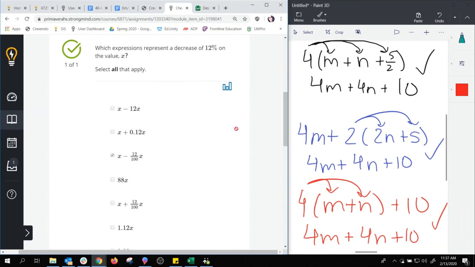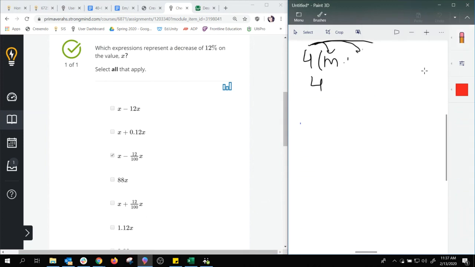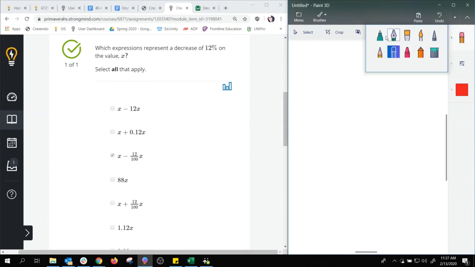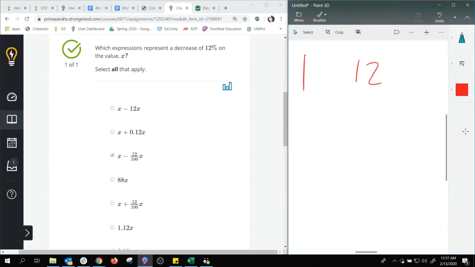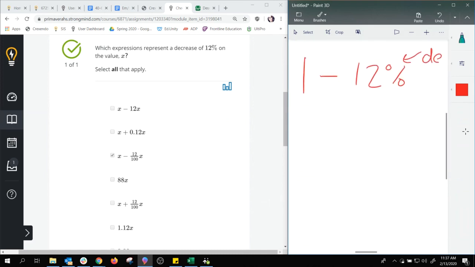We want to know which expressions represent a decrease of 12% on the value x. Okay. So we're talking about a decrease, right? So am I going to be adding or subtracting 1 from my percent? Subtracting, perfect. And then my percent, I need to change to a decimal. So I'd have 1 minus 0.12.